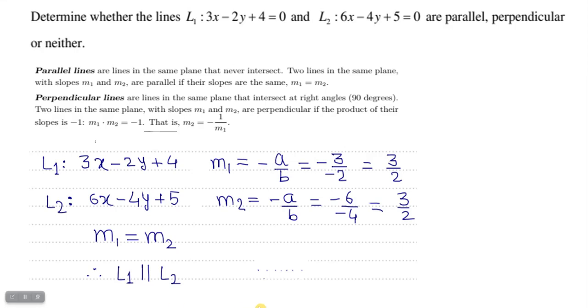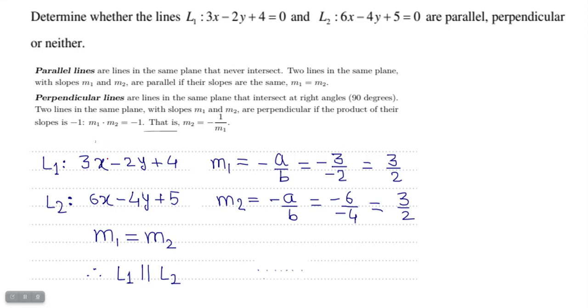Okay, how to determine whether the lines L1 and L2 are parallel, perpendicular, or neither. So the first line L1 is 3x minus 2y plus 4 equals 0. And the other line, we call it L2, is 6x minus 4y plus 5.